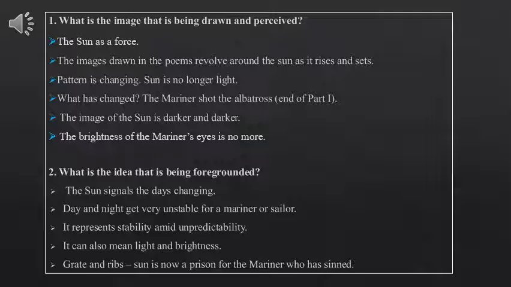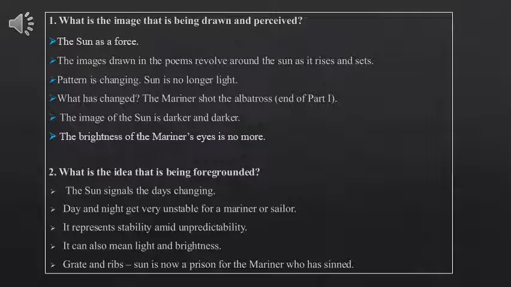So what is the idea being foregrounded in the images here? So the sun signals the days changing, and the days are not looking good at all. Day and night get very unstable for the mariner or a sailor, and it also represents stability amid unpredictability. It can also mean light and brightness that is in decline.